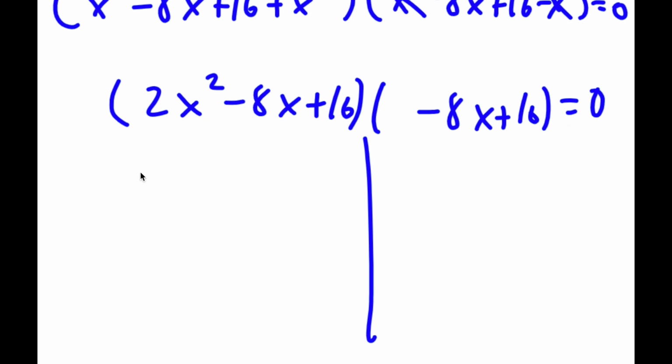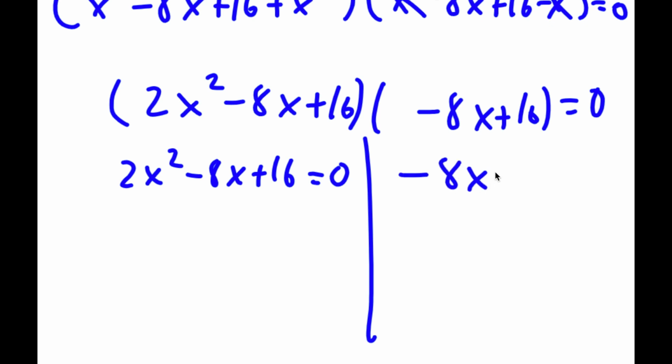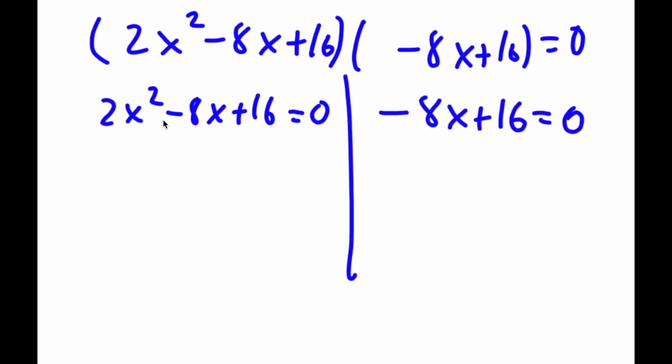So now this gives me two equations. I have 2x^2 - 8x + 16 = 0, and -8x + 16 = 0. So for 2x^2 - 8x + 16 = 0, I'm going to first start by dividing all my terms by 2. So now I have x^2 - 4x + 8 = 0.